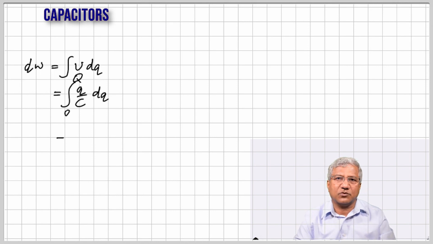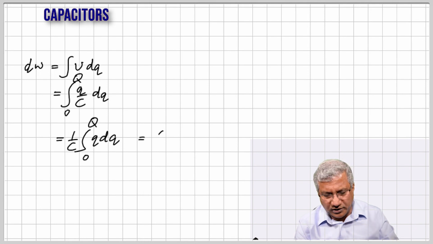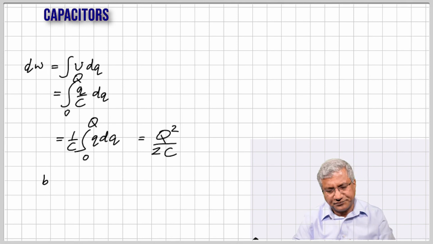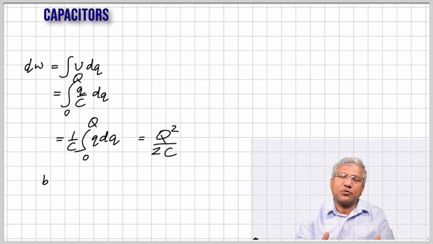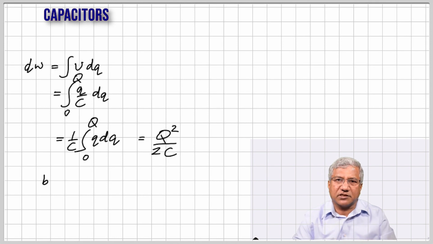Whenever you integrate, you take the constants out. The constant is 1 over C. That's taken out, and then you have integral Q dQ, which is Q squared by 2. And then when you substitute the limits, you're going to get Q squared by 2C, because the lower limit is 0. So that's one formula for work done or energy of a charged capacitor.